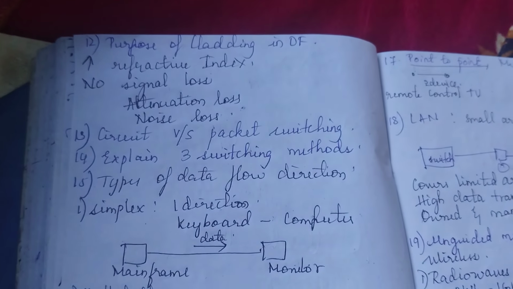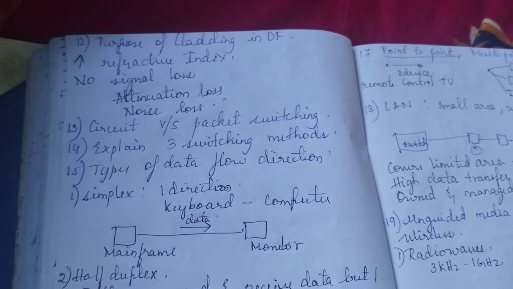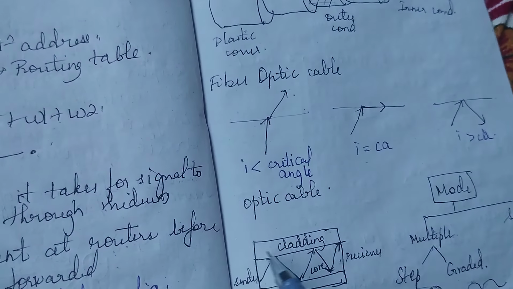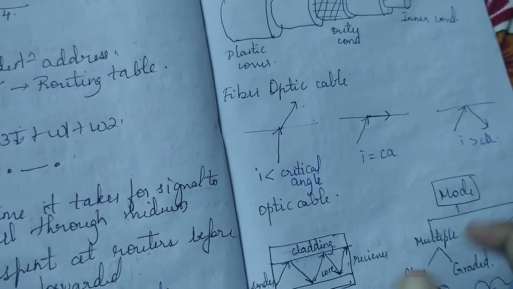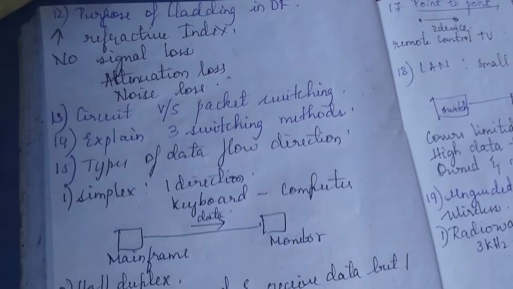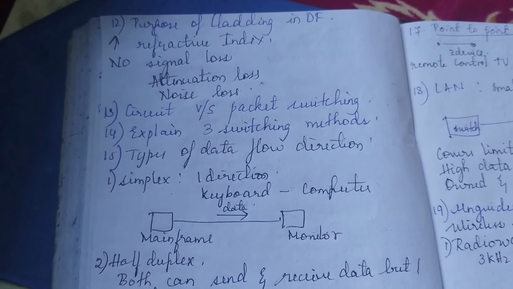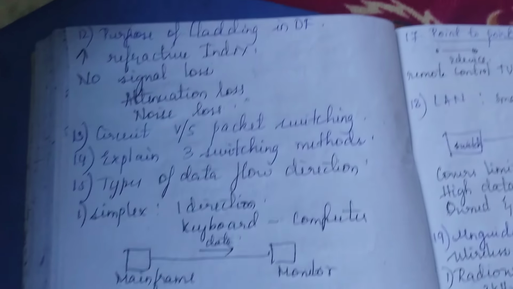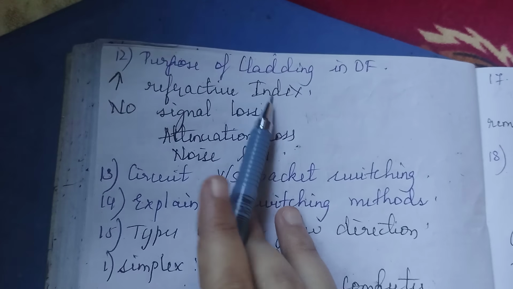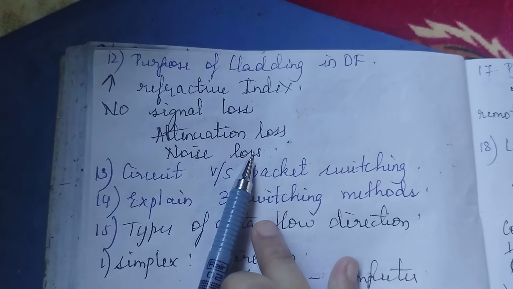So the purpose of cladding is nothing but to provide some extra surface, for some protection, and we should make sure that the light should be visible whatever the thing travels. I'm not telling the exact definition, I'm telling in words that you will understand. So it will increase the refractive index, with no signal loss, no attenuation loss, and no noise loss.